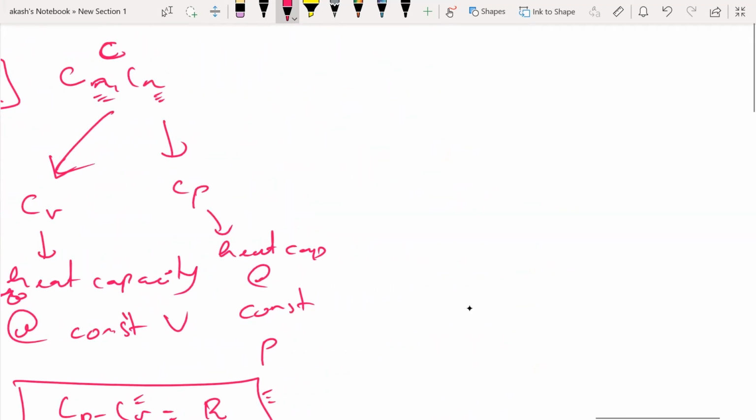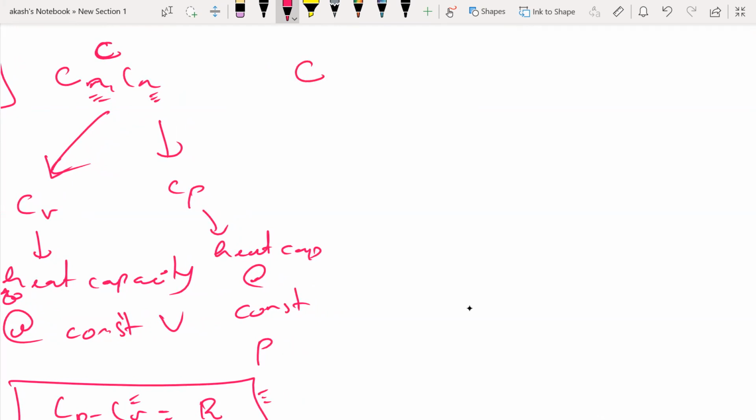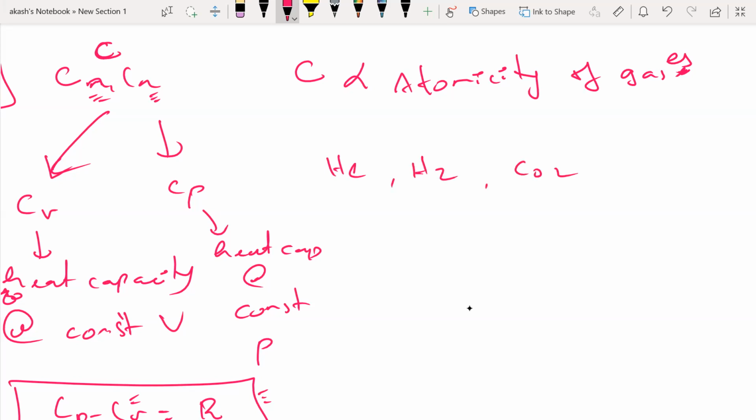The next one is that this C, or in general heat capacity, is directly proportional to the atomicity of the gas. In this chapter, we are not going to deal with solids and liquids; majorly, we will be dealing only with gases. Remember that. So what I'm trying to say is that C is directly proportional to the atomicity of the gases. Say I have helium, H2, and carbon dioxide, three different gases. This one is monoatomic.